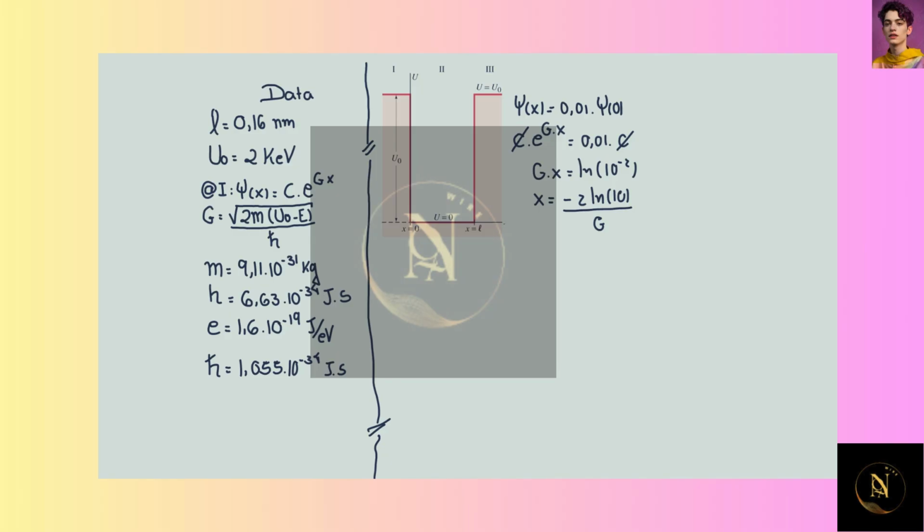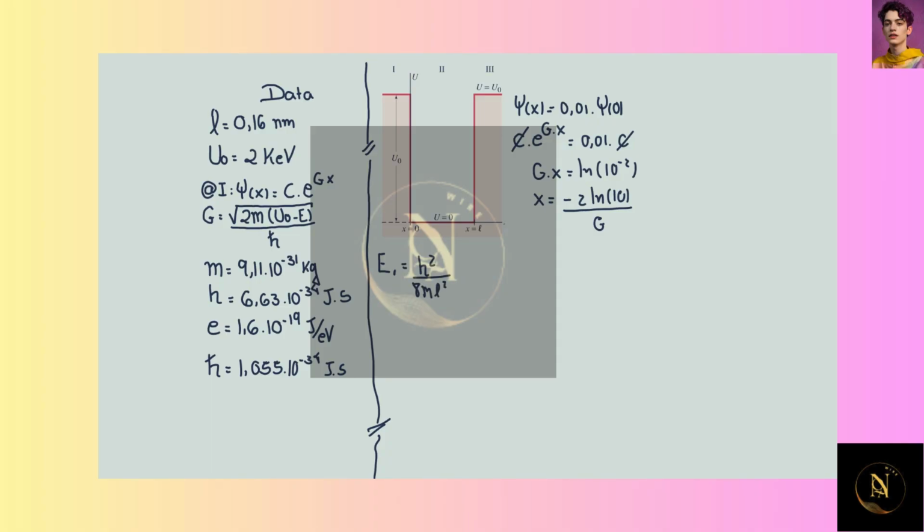Now we have to find out the value of G to finish this question. To calculate the value of G, we must first calculate the value of the ground state energy. And this can be done as follows. The ground state energy, U1, is given by the well-known formula, which is 1 squared, that is equal to 1, times h squared divided by 8mL squared.